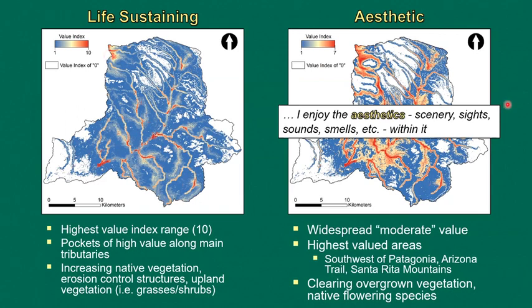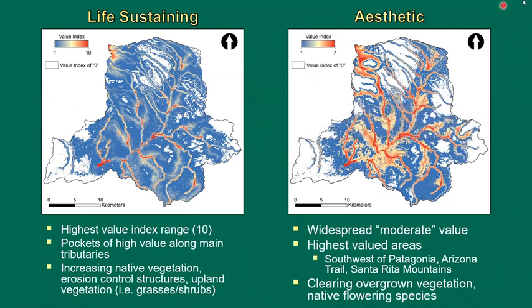Looking at aesthetic value, defined as I enjoy the aesthetics, scenery, sights, sounds, smells, etc. within the watershed. This one was interesting because we noticed more widespread moderate values. That was not the case with a lot of the other social values. So in these areas southwest of Patagonia, along Flux Canyon and Solero Canyon, as well as up into the Santa Ritas around Mount Wrightson and along Harshaw Creek and Red Mountain in this area.